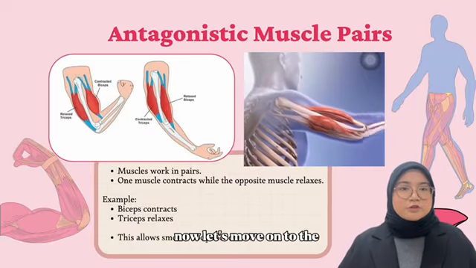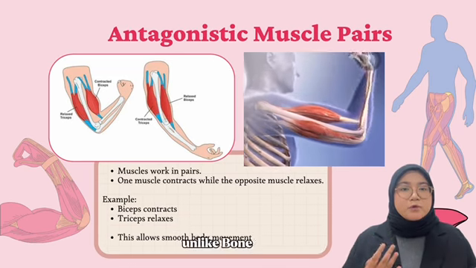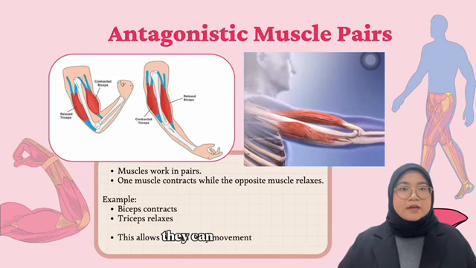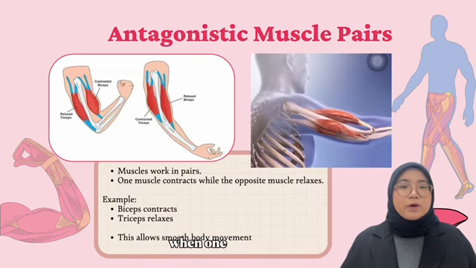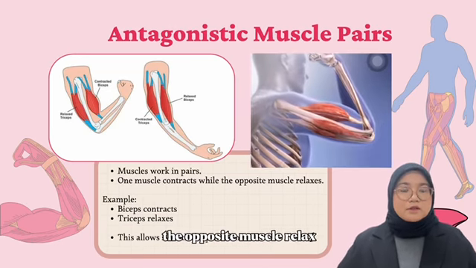Now, let's move on to the antagonistic muscle pair. Unlike bones and joints, muscles cannot push, they can only pull when they contract. Because of this, our muscles always work in pairs. When one muscle contracts, the opposite muscle relaxes to produce movement.